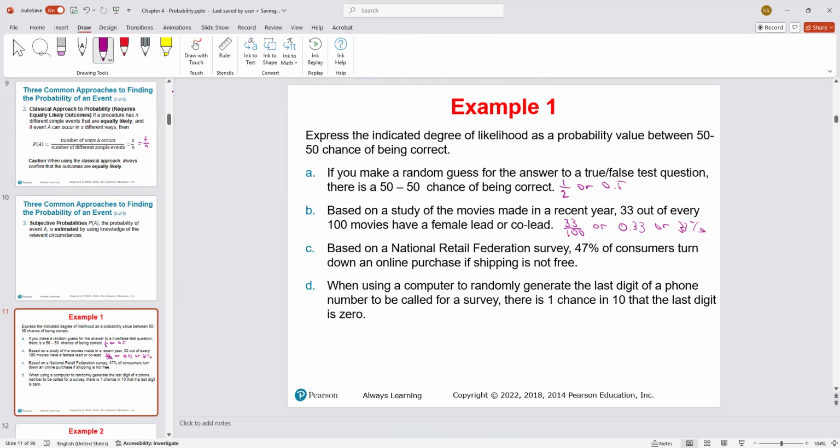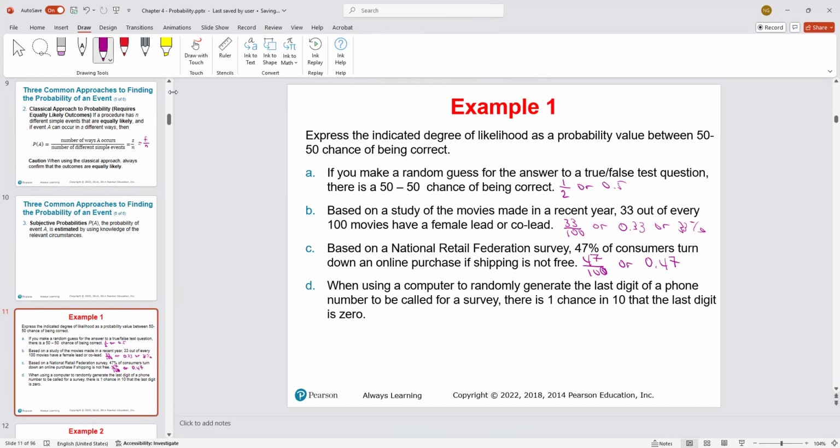Based on the National Retail Federation survey, 47% of consumers turn down an online purchase if shipping is not free. Well, they already gave you the percentage here. There is nothing you can do. They said 47%, which means 47 over 100. You can express it in terms of fractions, or you can say it's decimal 0.47. Three or four different ways you can express it.